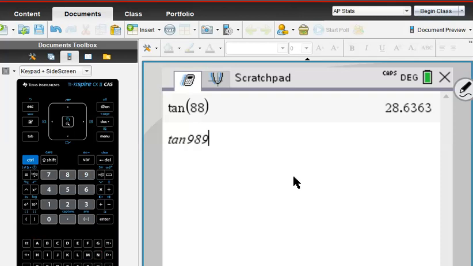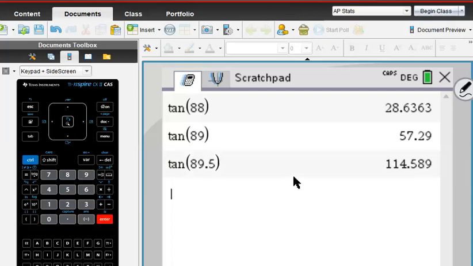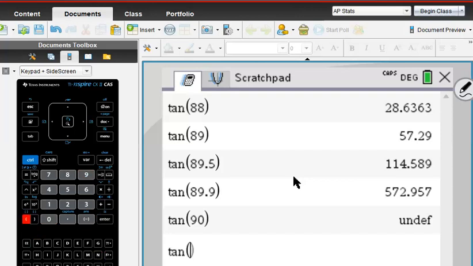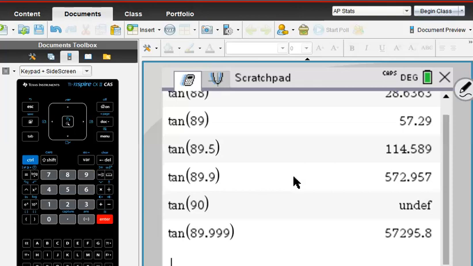Tangent of 89 degrees. Oops, didn't put my parentheses in there. 57. Tangent of 89.5, 114. Tangent of 89.9. Notice I'm getting closer and closer to 90. Now if I do tangent of 90, it says undefined. So I can't do tangent of 90, but I can get close to 90. Let's do tangent of 89.999. 57,295. So my tangent value keeps going up.